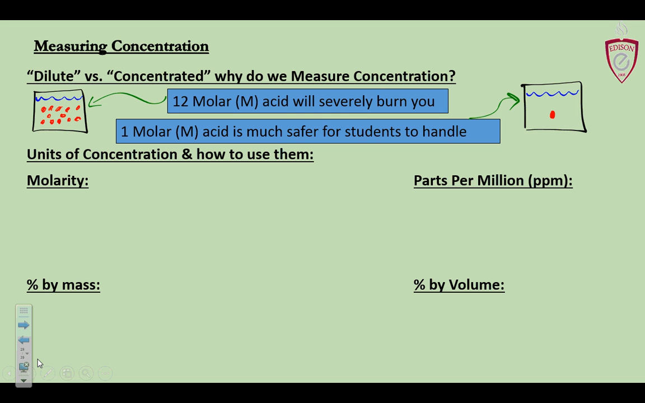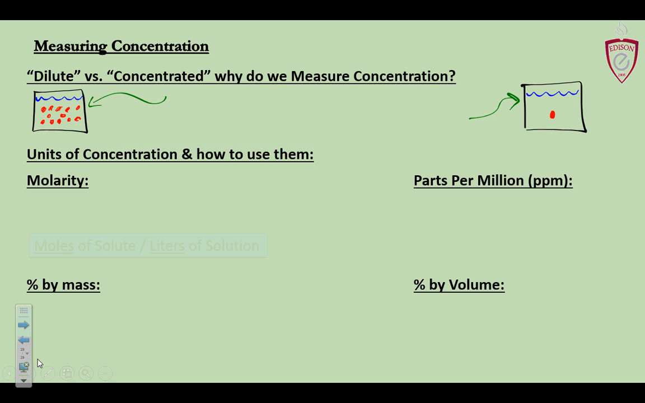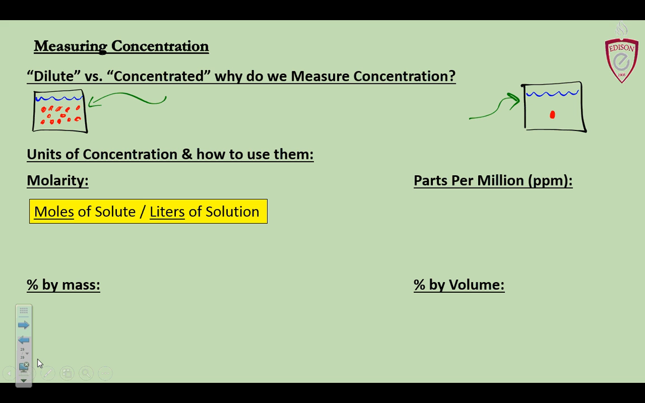The first 2 are the big ones that we're going to use a lot in this. So here's the first one. These are in your reference table, so you don't need to memorize them. They're on Table T. Molarity is going to be moles of solute, which we learned in moles and stoichiometry, divided by liters of solution.